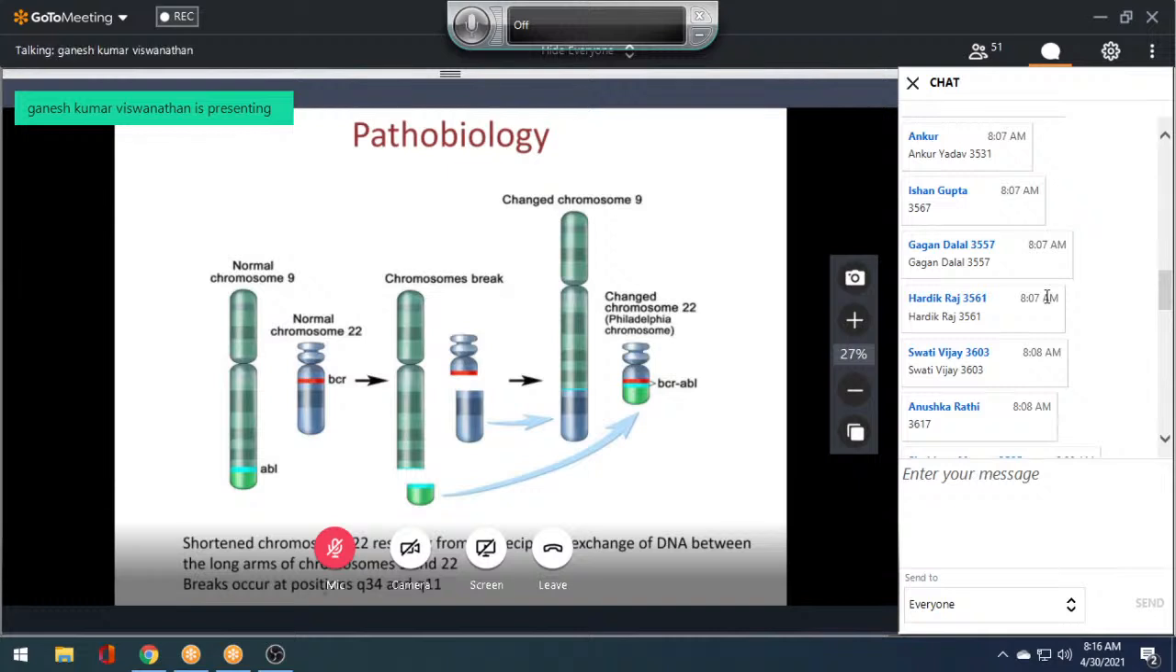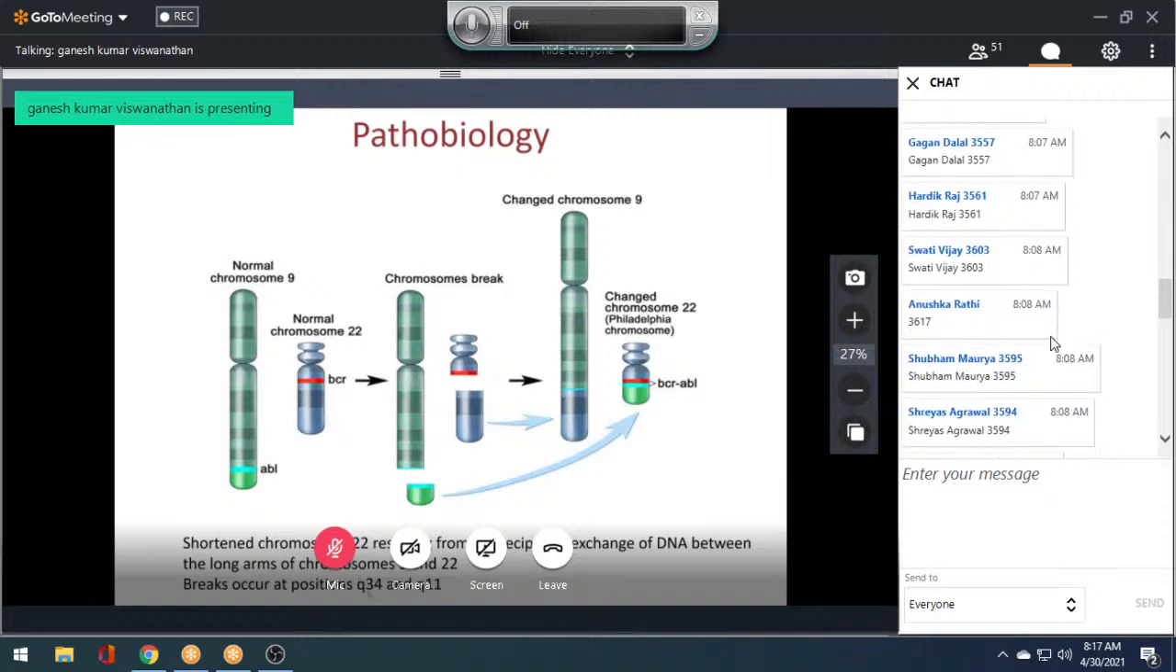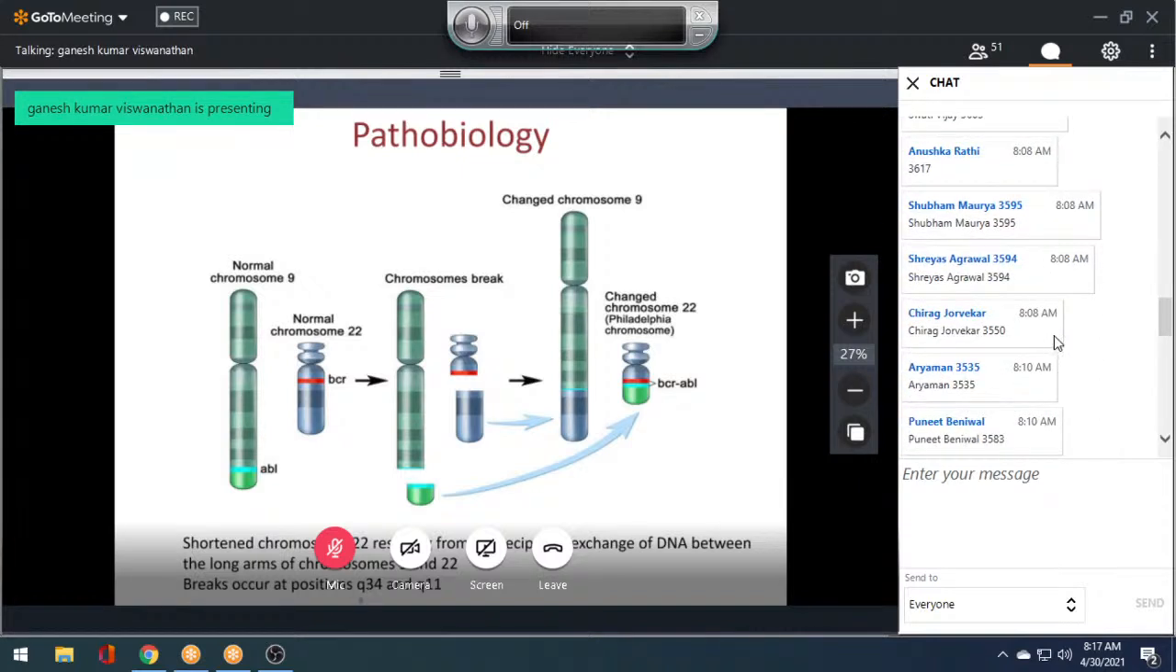Here they say that the break occurs at Q34. Q is the long arm of the chromosome, so it occurs at the long arm of the chromosome, position 3, 4.